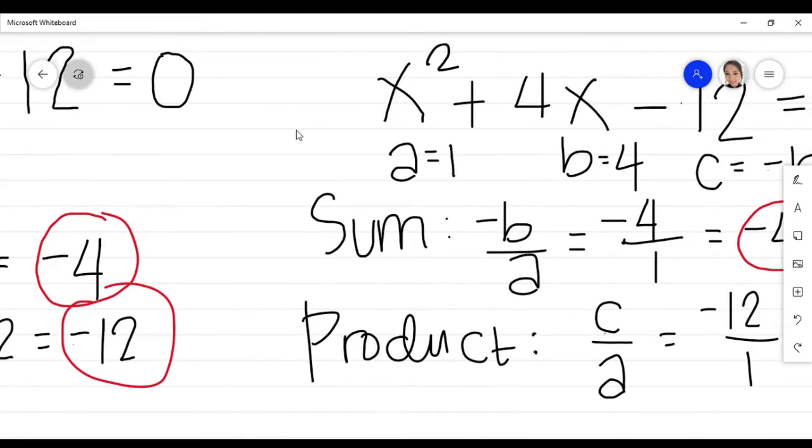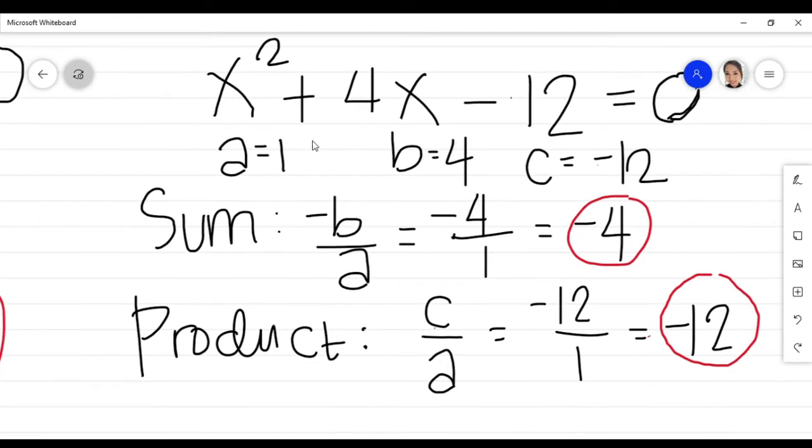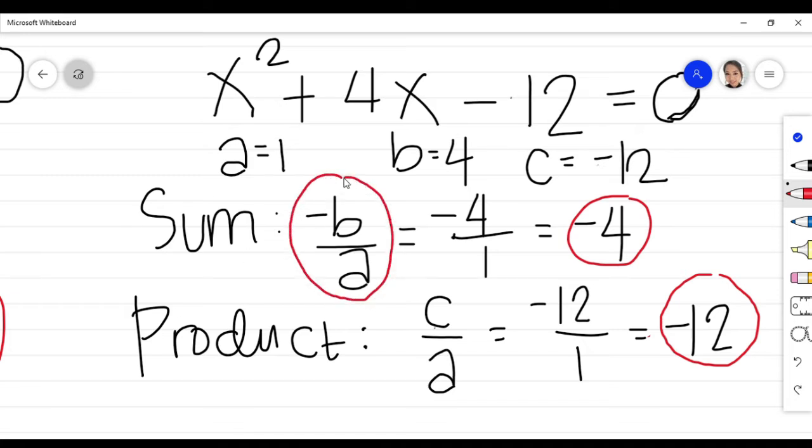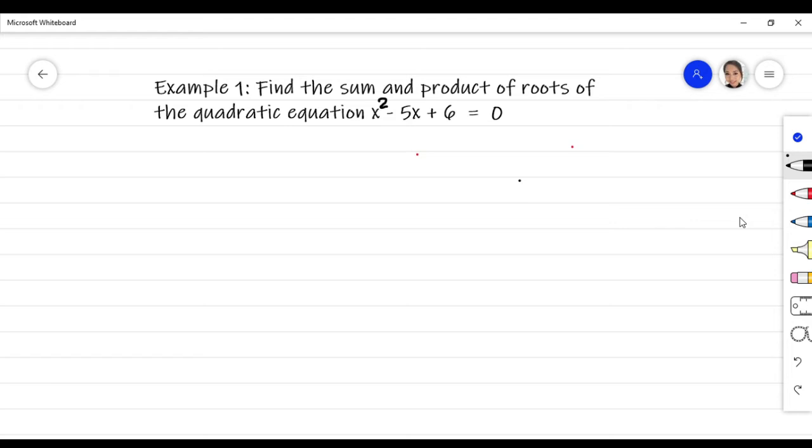So remember the formula for the sum and the product of the roots, if we just want to know the sum and the product of the roots without actually finding the values of the roots. So the sum is denoted by negative b over a, while the product is denoted by c over a. So let's have the first example. Find the sum and product of the roots of the quadratic equation x squared minus 5x plus 6 equals 0. So let's solve this.